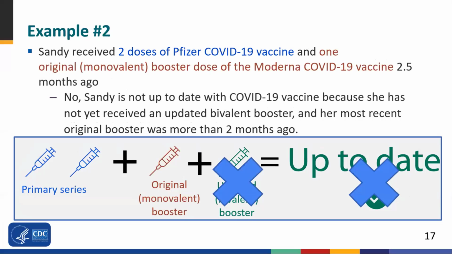Here's another example. Sandy received 2 doses of the Pfizer vaccine and an original booster dose 2.5 months ago. Is Sandy up to date? The answer is no. Sandy is not up to date because her most recent original monovalent booster dose was over 2 months ago. She has not received an updated bivalent booster dose.